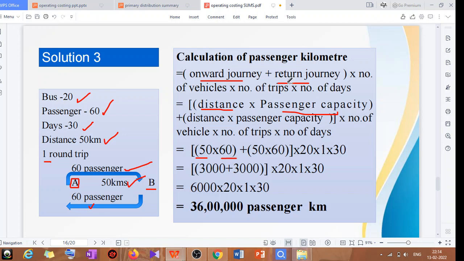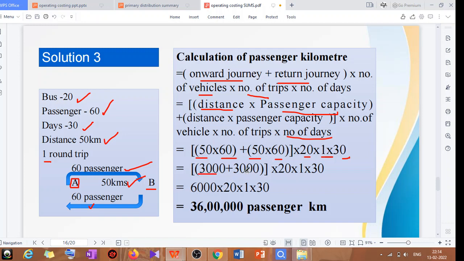So what about the return journey? Distance is 50, even the passenger is same, that is 60. Clear. And number of vehicle, how many buses? That is 20 bus. And number of trips, see number of trip we have to take the round trip. How many round trip? It is one round trip. Clear. Number of days, it will be 30. Clear. So 50 into 60, 3000.